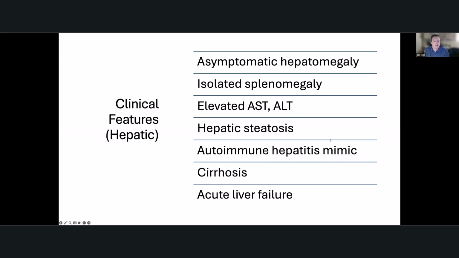neuropsychiatric. For hepatic presentation, this is the full gamut of findings that you might find when you're working up a patient or just getting routine labs or imaging. So: hepatomegaly, isolated splenomegaly, elevated AST and ALT as in this patient. Hepatic steatosis is a common presentation, so in patients with steatotic liver disease, this should be considered. It can also mimic autoimmune hepatitis, both in labs and on biopsy, and you can present with cirrhosis or advanced stages and even acute liver failure, which we'll go over.